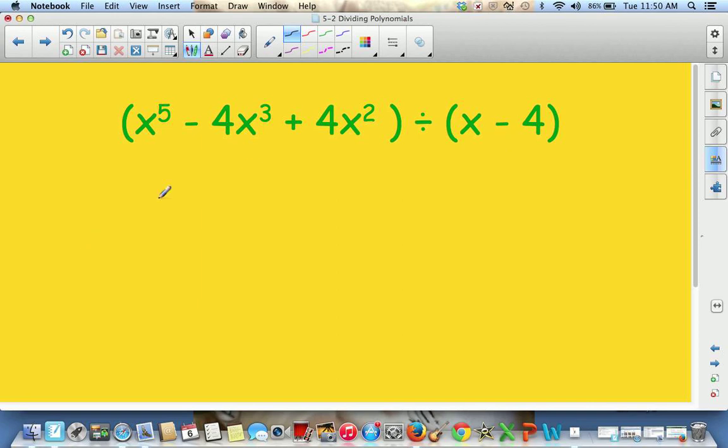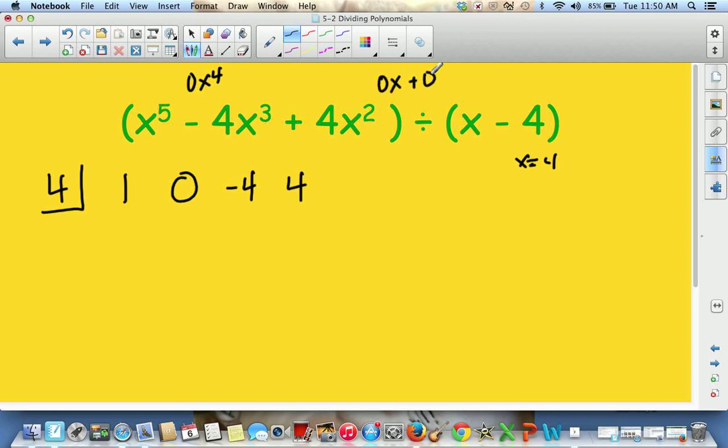So here again, x equals 4, so we're going to put that right here. So x equals 4 here. We're going to look at our coefficients, and we're going to go in order. So we have 1. Now notice we don't have x to the 4th. So we have a 0 x to the 4th. So I'm going to put that placeholder in there. Then we have negative 4. Then 4. And then we also have 0x and 0. We have our 0 as our naked number over here. And we'll leave our spot for our remainder.